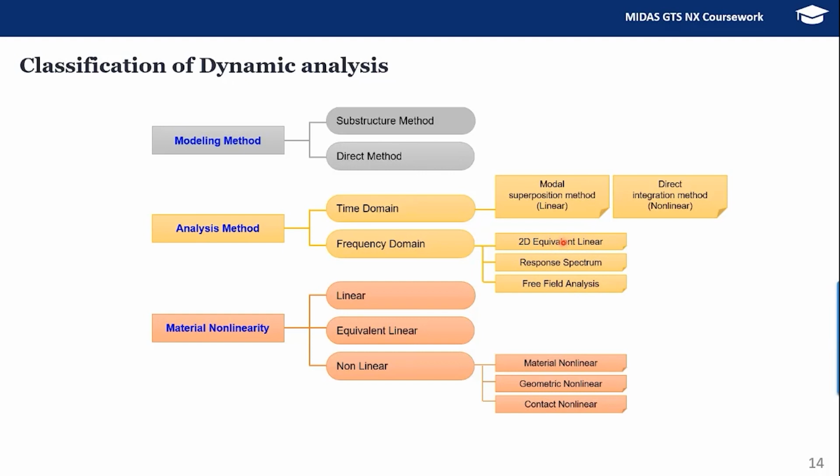So the response spectrum method, which is linear in nature, is also helpful. You can run the response spectrum by considering your superstructure along with the soil as well, but it is not recommended.